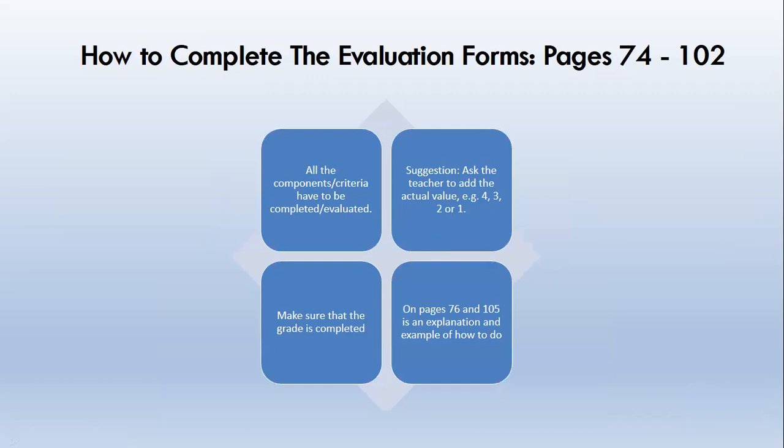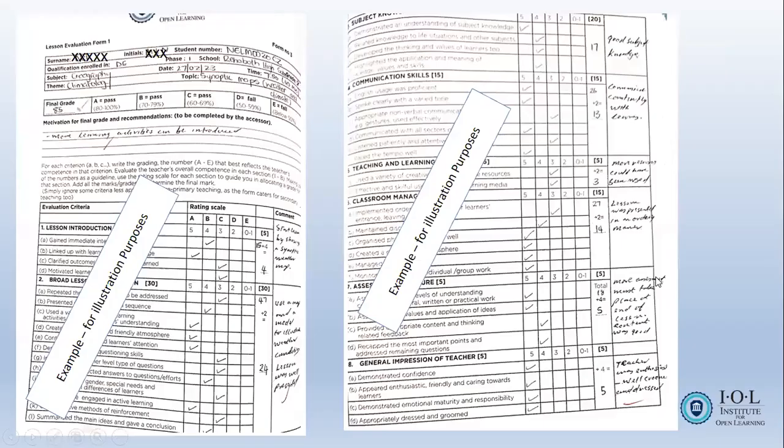So we see how to complete the evaluation forms. These are now pages 74 to 100. All the components and criteria have to be completed or evaluated. A suggestion here is to ask the teacher to add the actual value, for example a 4, a 3, a 1, a 2. Make sure that the guide is completed. Everything must be completed in the study guide, and then on pages 67 to 105, there is an explanation and an example of how to do this.